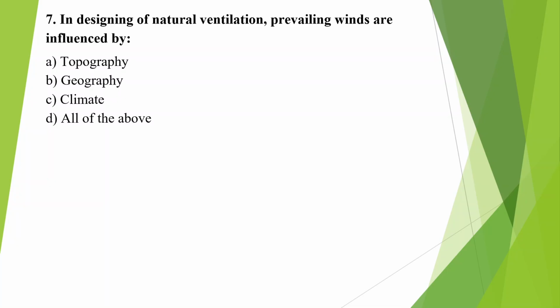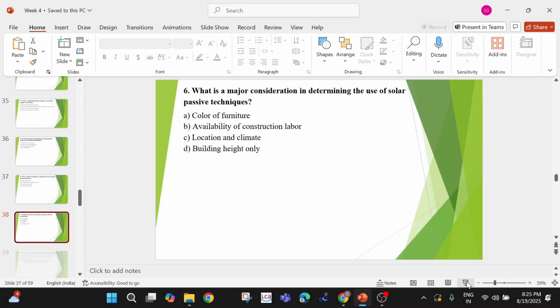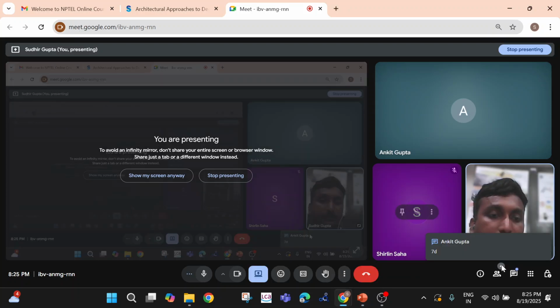So natural ventilation is very important for building proper air circulation and thermal comfort as well. So this will be influenced by each of the following factors. I hope all of you have got the question. So let's see whether you are able to understand it as well.